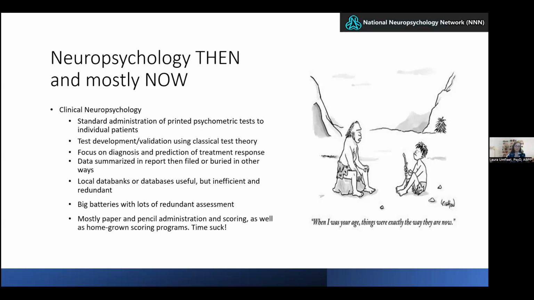All right. So a lot of us are doing paper and pencil administration, and then we're using homegrown scoring programs, some better than others. We have these big batteries of tests. You can think of different patients that you're doing an 8-hour assessment with. Well, why do we really need to do that? How short can we make our evaluations without compromising the reliability and validity of our measures?